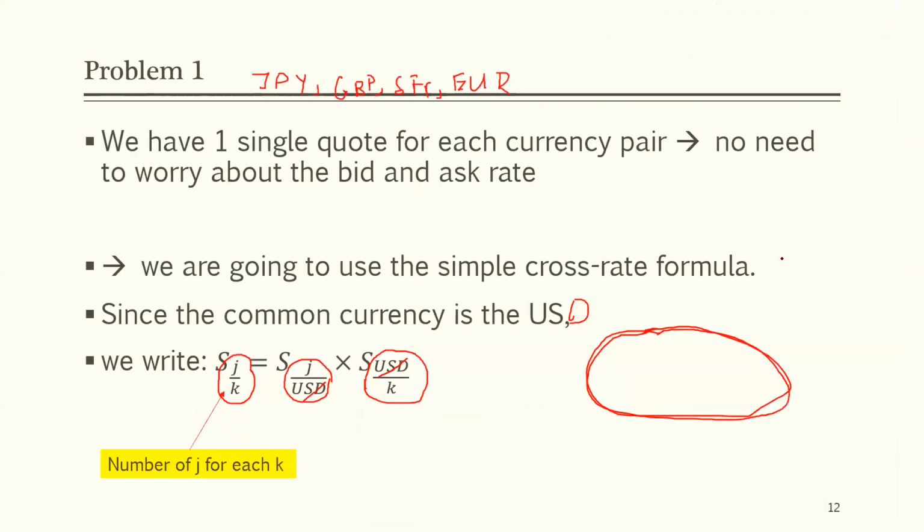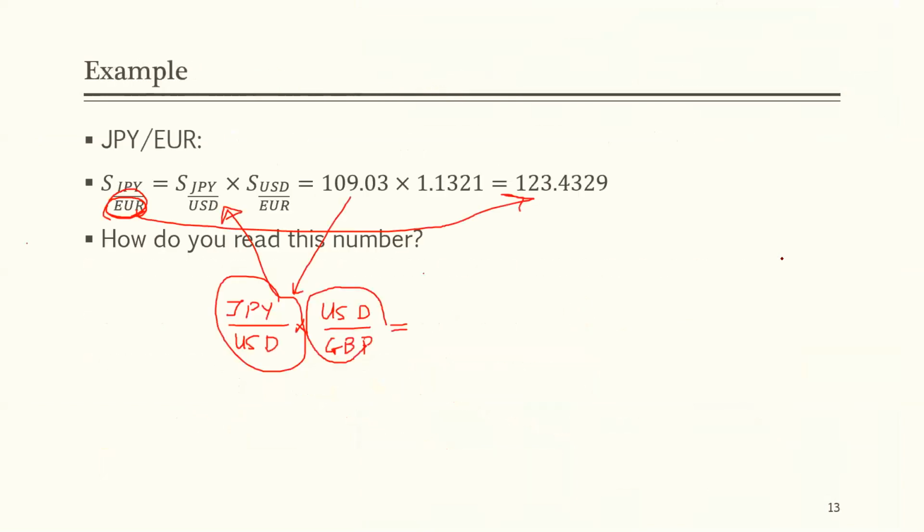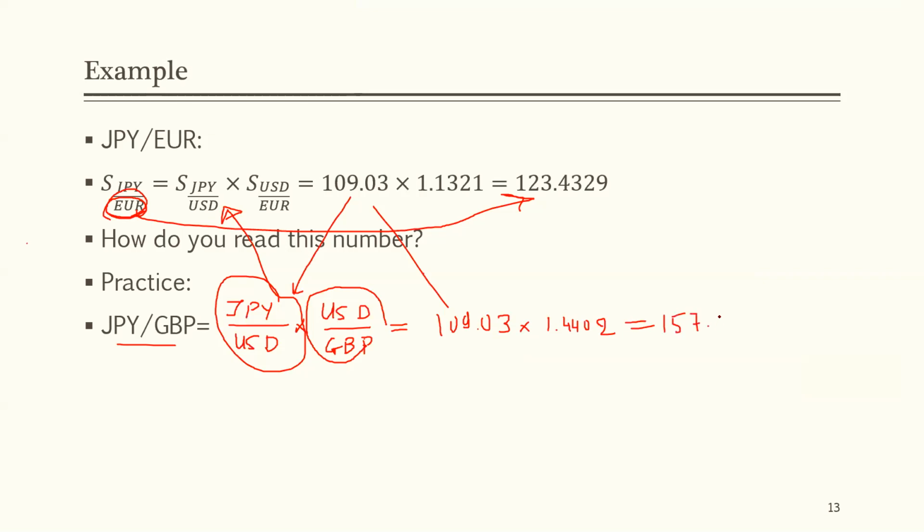So let me go back. So in this exercise, now my first term is Japanese yen over USD, and that will be just 109.03. My second term is the in USD value for the pounds, and that will be 1.4402. Okay. So if I times these two numbers, I will get 157.025. Okay. Are we okay? Are we clear about this?